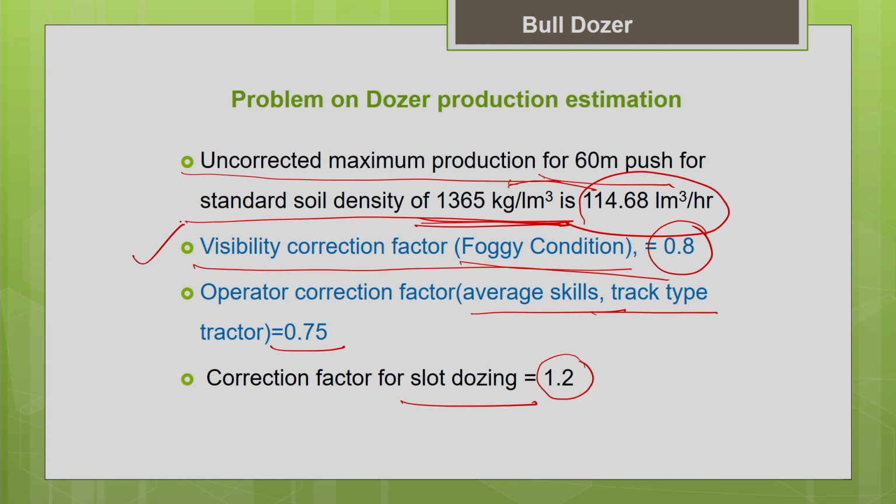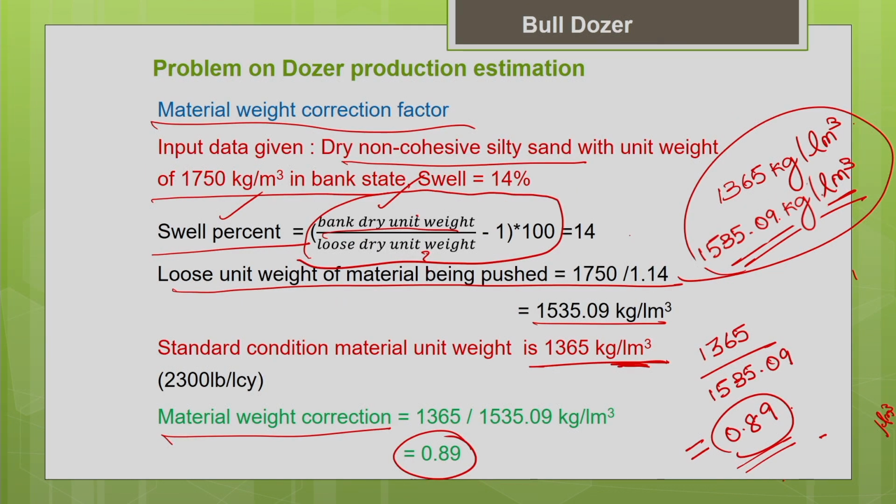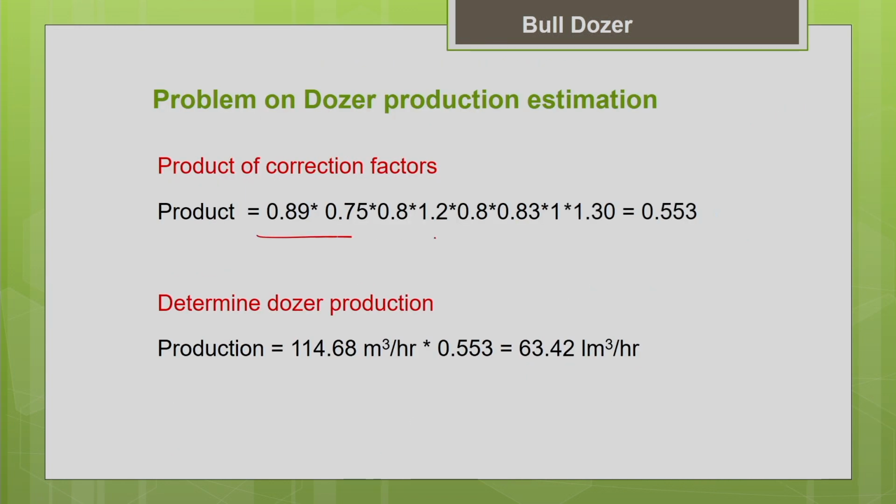So one is your visibility correction factor 0.8, operator skill correction factor 0.75, correction factor for slot dozing 1.2, grade 1.3, material type 0.8. Okay, material type correction is different from material weight. Job efficiency 0.83, machine transmission, here we need not, because in both the cases it is only power shift tractor, so it is just 1, and material weight correction factor is 0.89. So these are all the correction factors. You find the product of all the correction factors, you will get the answer as 0.553.